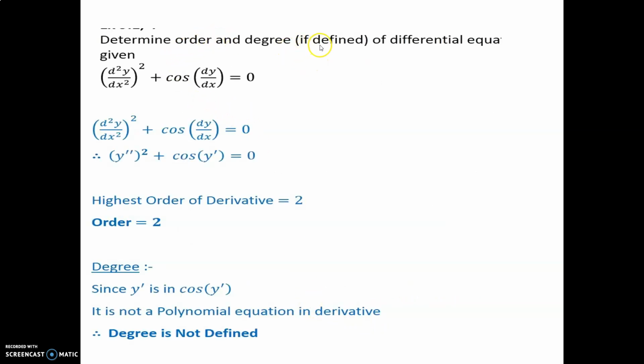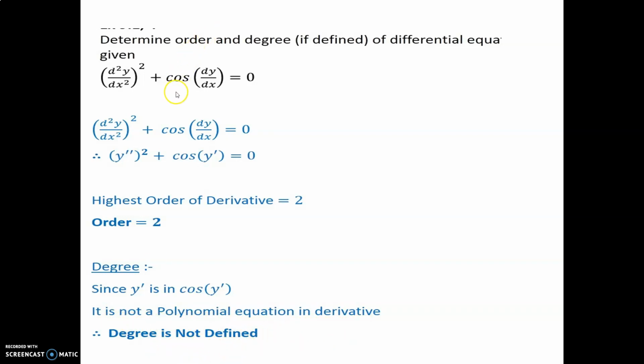Determine the order and degree, if defined, of the given differential equation: (d²y/dx²)² + cos(dy/dx) = 0. What is the highest order derivative here? Yes, it is 2. What is the degree of that highest order derivative? It is 2. Then why is the degree not defined? Yes, because cos y' is there, so it is not a polynomial equation in derivatives, and the degree is not defined.